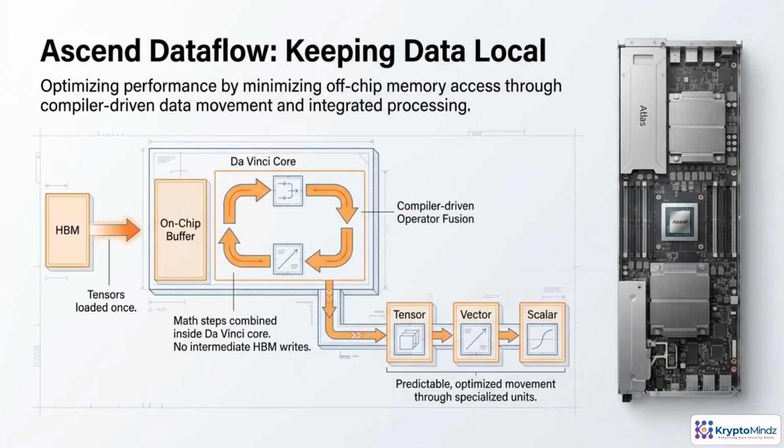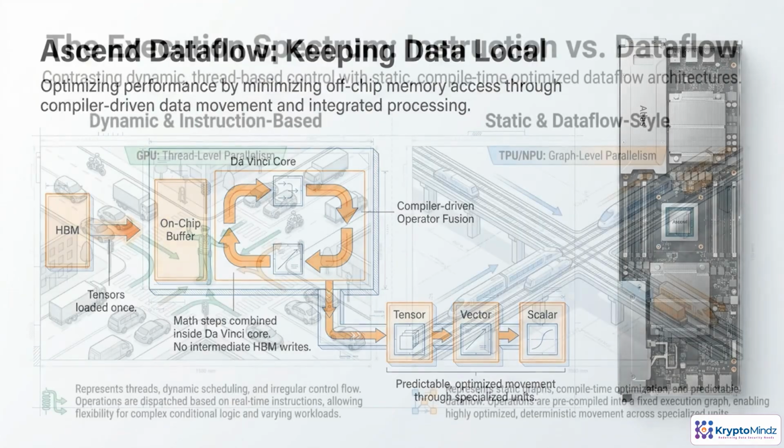Ascend's data flow strategy is simple. Load tensors from HBM as few times as possible, then keep them on chip while you do lots of math. The DaVinci core pulls data into a local buffer, and the compiler fuses multiple operators into one continuous pipeline. Instead of writing intermediate results back to HBM, values move directly through tensor, vector, and scalar units. Less off-chip traffic means higher effective bandwidth, lower latency, and more predictable performance, especially for deep networks with long sequences of small operations.